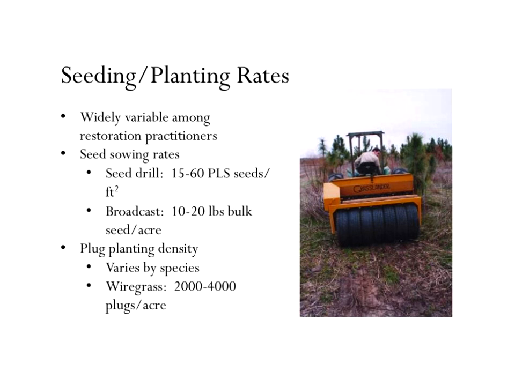Here are some of the seeding and planting rates that are used. It's widely variable among restoration practitioners, so everybody you ask is going to tell you a little bit different number, but these are fairly average numbers. With seed sowing rates and a seed drill, you're going to look at about 15 to 60 pure live seeds per square foot. With broadcasting, you're looking at about 10 to 20 pounds of bulk seed per acre. When you're planting plugs, it varies by the species. But for wiregrass, for example, you can plant 2,000 to 4,000 plugs per acre to get a really good stand of wiregrass.